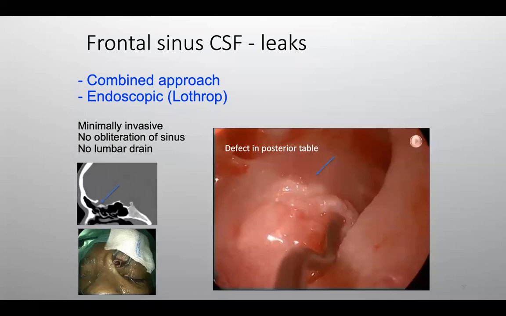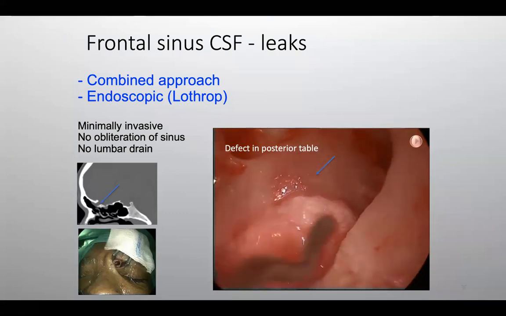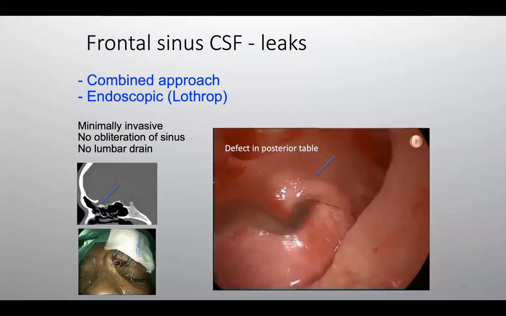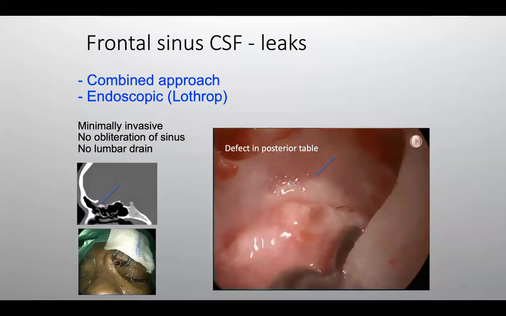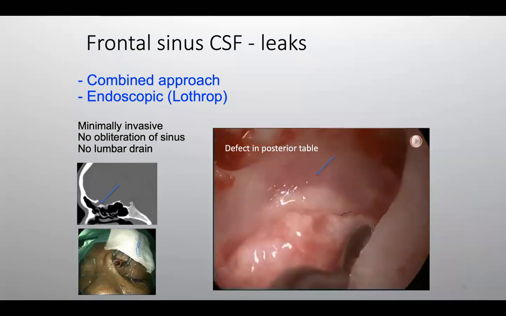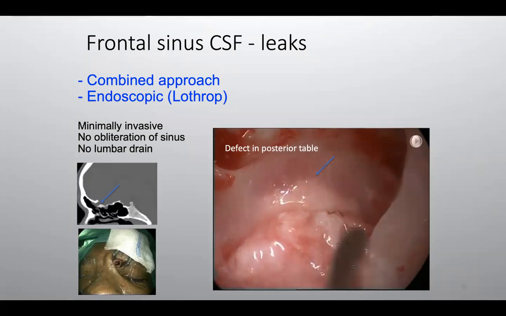So when we look at frontal sinus CSF leaks, this is just to demonstrate the combined approach as well as the endoscopic approach. So it is minimally invasive. There's no need for obliteration of the sinus, and also there's no lumbar drain. So if you have a look at this, this is just a video where there's a repair of the defect in the posterior table using this combined approach.